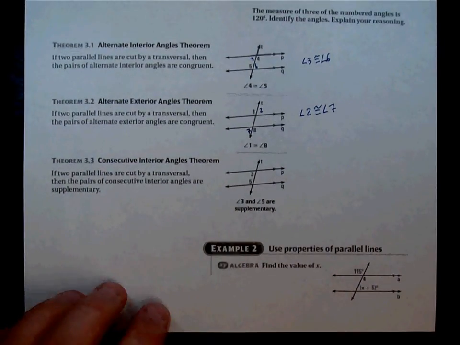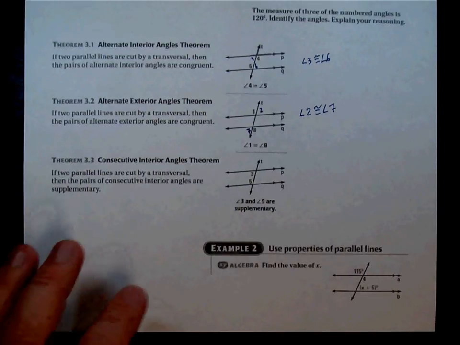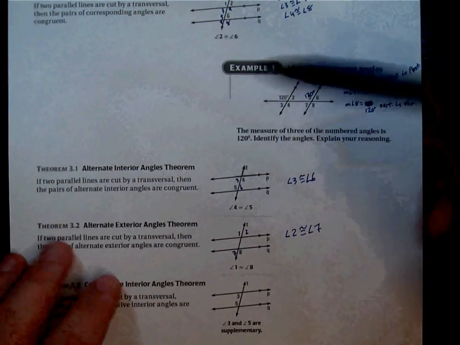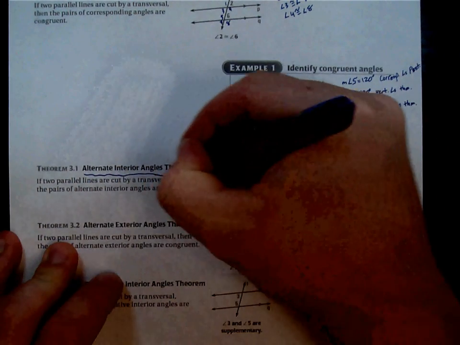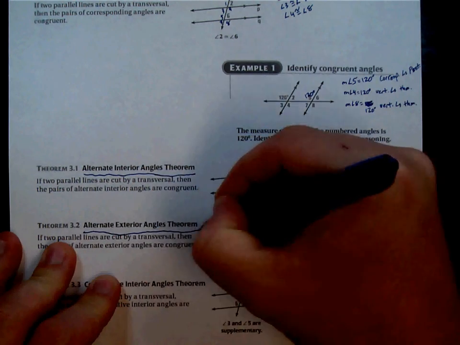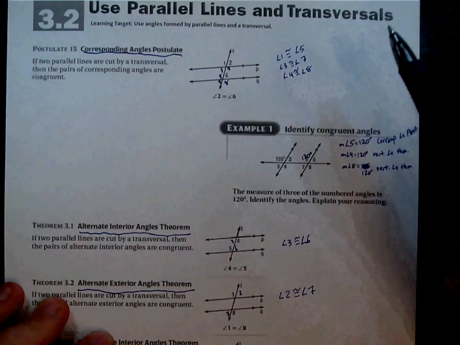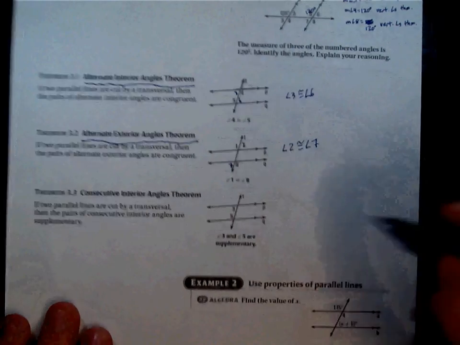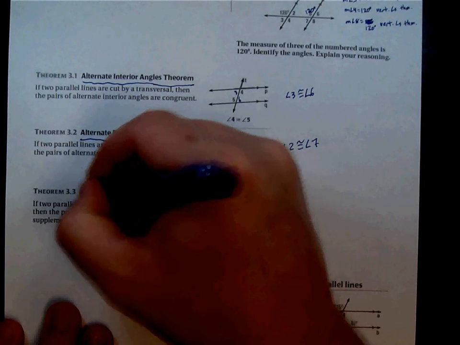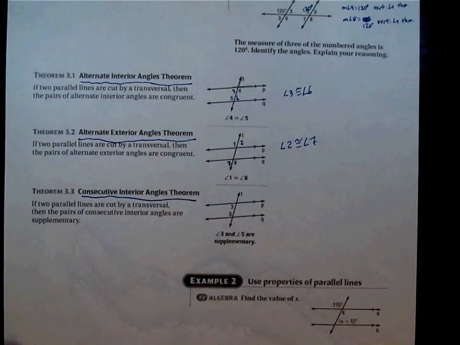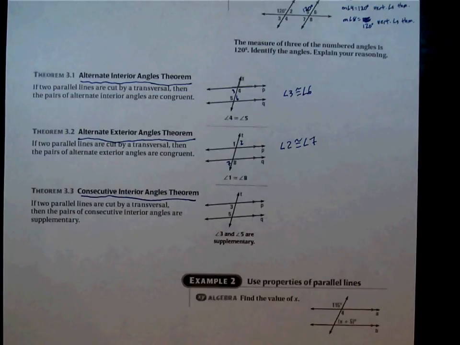And then we've got consecutive interior angles. This is kind of the odd one out. All 3 of those so far, the corresponding angles postulate, the alternate interior angles theorem, and the alternate exterior angles theorem, result in congruent angles. If you look at the consecutive interior angles theorem, these two angles are not congruent. If two parallel lines are cut by a transversal, then the pairs of consecutive interior angles are supplementary, which we know means they add to 180 degrees.